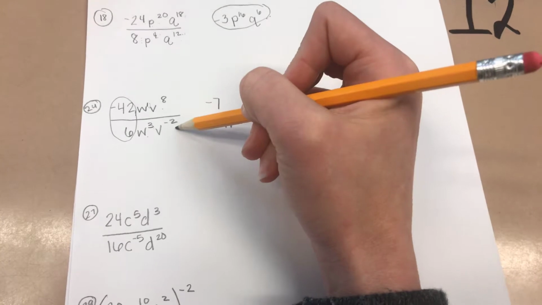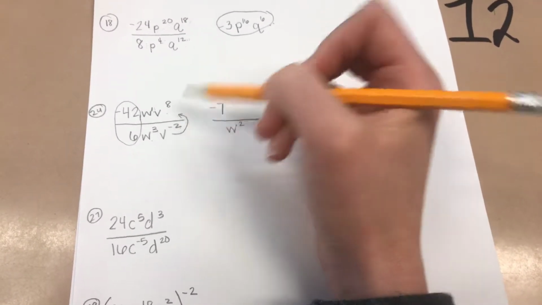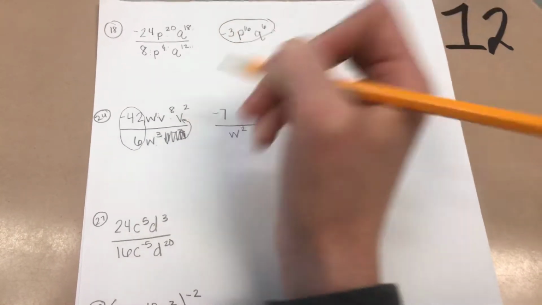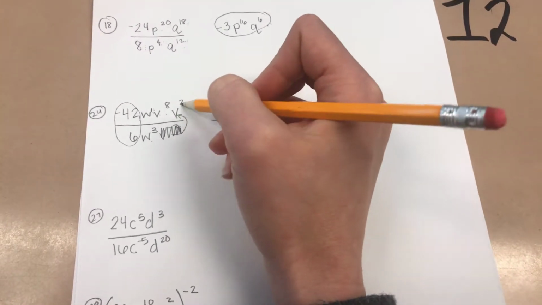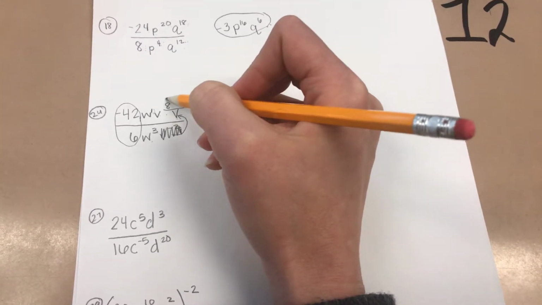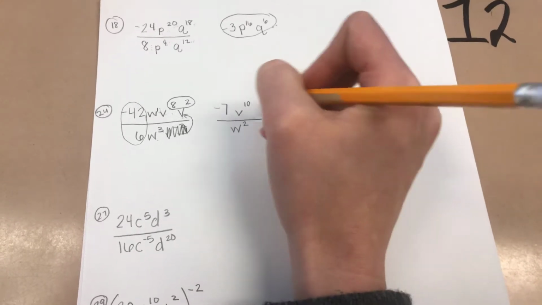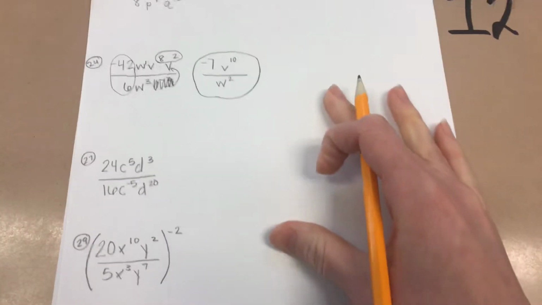My V, this one's negative. So I'm going to go ahead and jump the line to change the sign and put my V on top and make it positive. So I just got it out of the denominator. So now I have a V to the 8 and V squared. Since they're multiplied, I can just add the exponents and I get V to the 10th. That's going to be my solution for number 24.